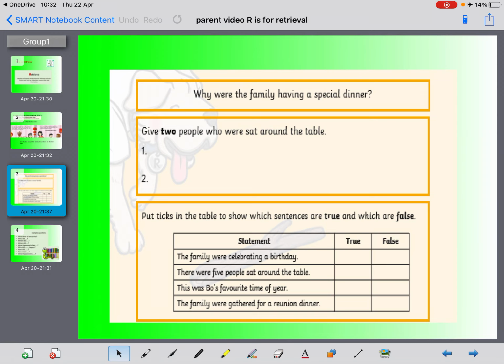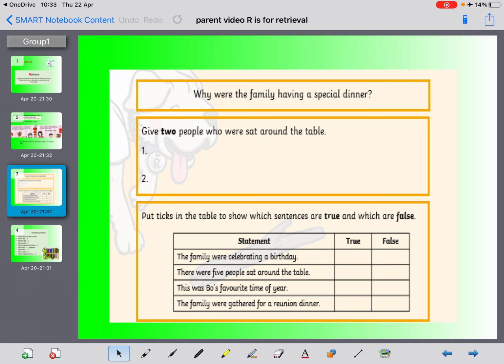Why were the family having a special dinner? And the child would then have to go back and retrieve the correct piece of information to help them write the answer. So why were the family having a special dinner? They could write because they were celebrating the important event of Chinese New Year.